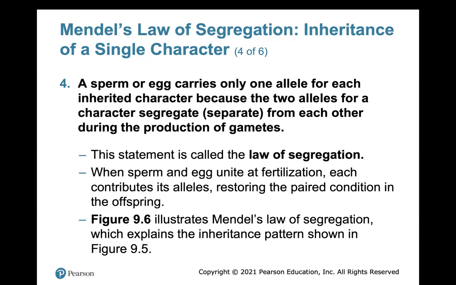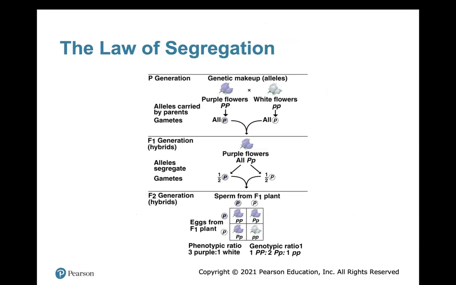When a sperm and egg unite at fertilization, each will contribute its alleles, which will restore the paired condition to the offspring. So this is a look at that law of segregation. The dominant alleles would be uppercase P, and the recessive alleles would be lowercase p. And you can use this 4x4 or 2x2 cross chart to show how you would get the ratios of the offspring as well. A Punnett square is what that 2 by 2 is.